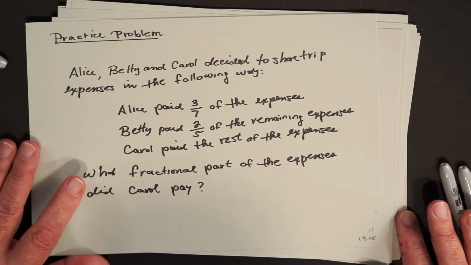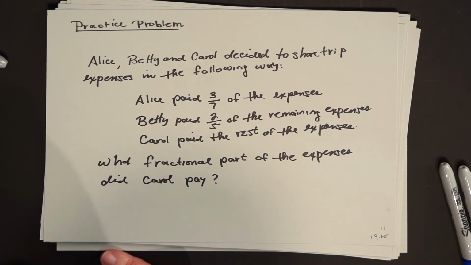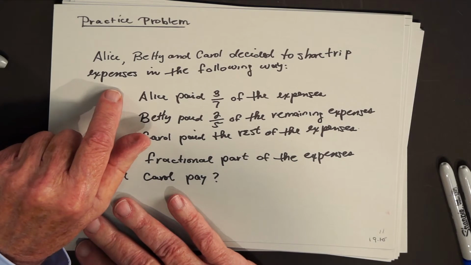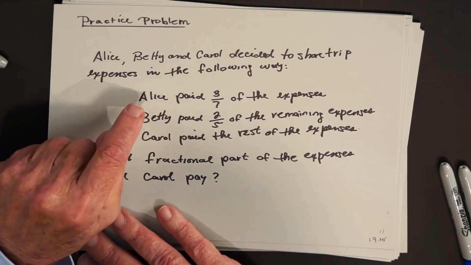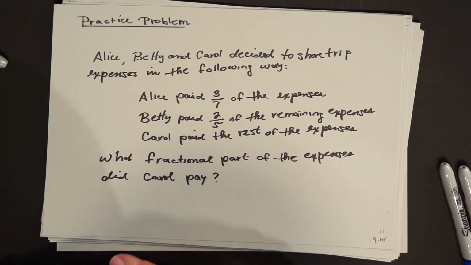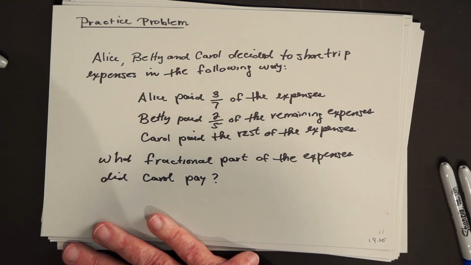And I think that brings us to our practice problem for today. And for the practice problem, to help you recognize the importance of reading comprehension, I'm going to do what looks almost like the problem I gave you for the practice problem last time. Again, Alice, Betty, and Carol decided to share trip expenses in the following way. Alice paid 3/7 of the expenses. Betty paid 2/5 of the remaining expenses. Carol paid the rest of the expenses. What fractional part of the expenses did Carol pay?